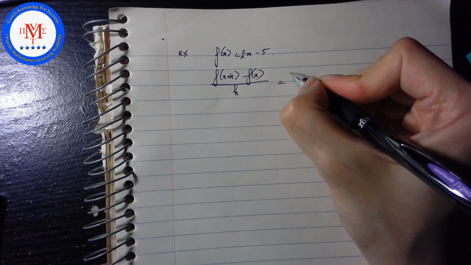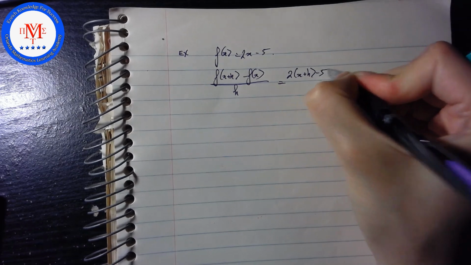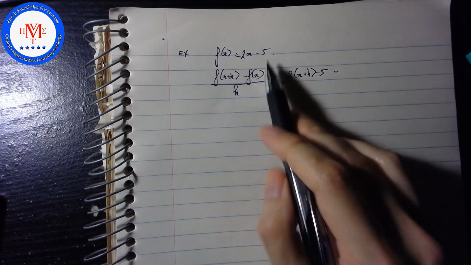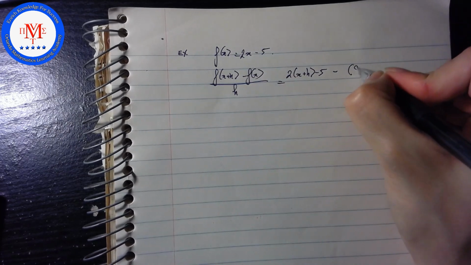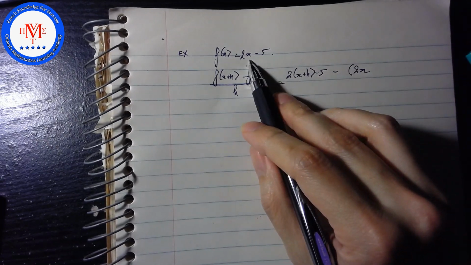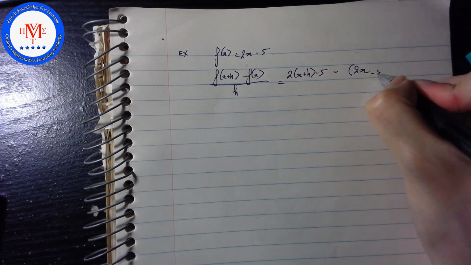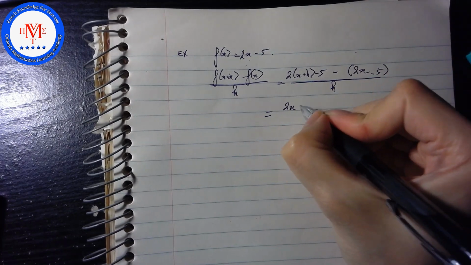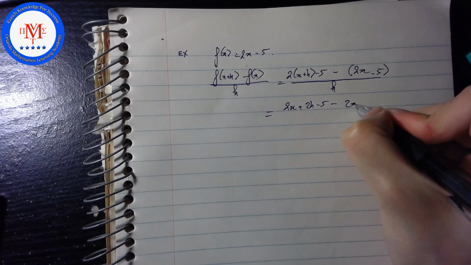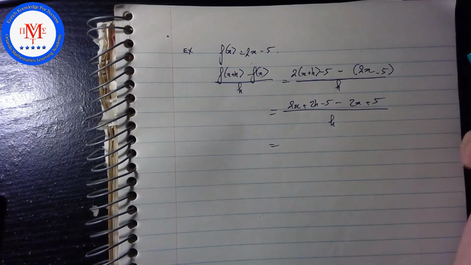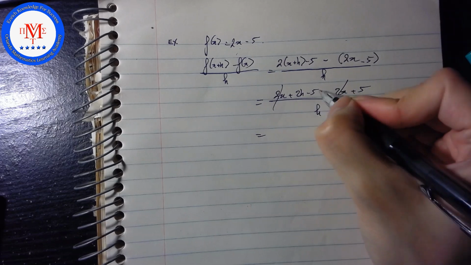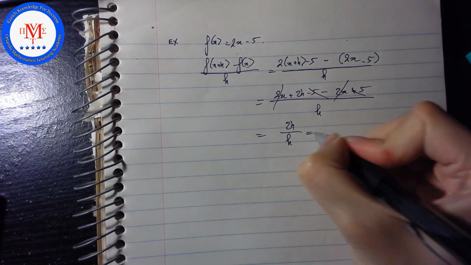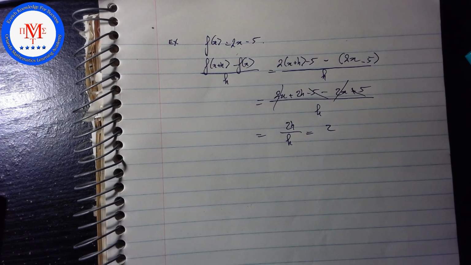f(x) is the whole function here, but when I subtract, I have to open parentheses, so I distribute it. And I simplify it, so I have 2h over h, then I have 2. So it means that the difference quotient for this function is 2.